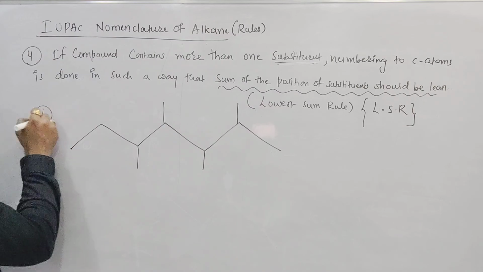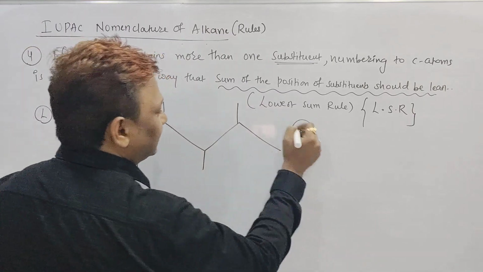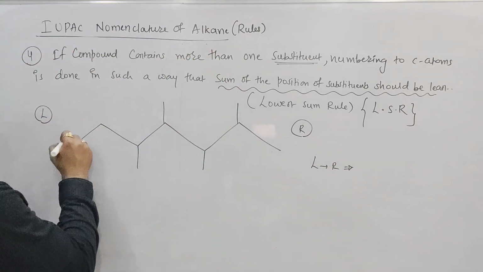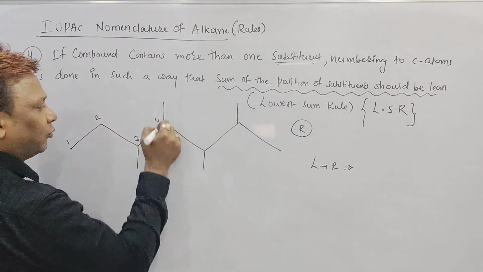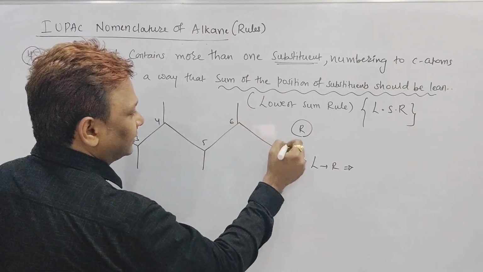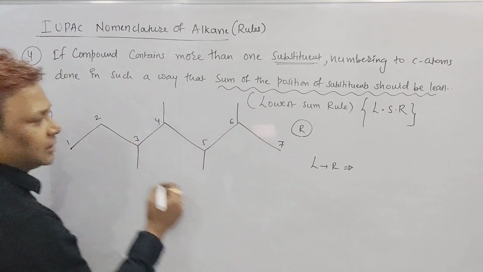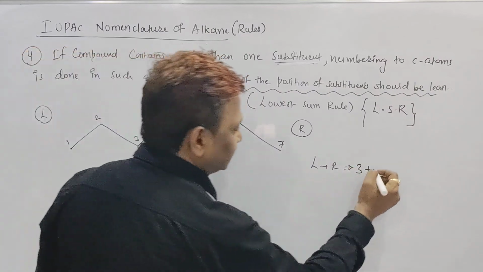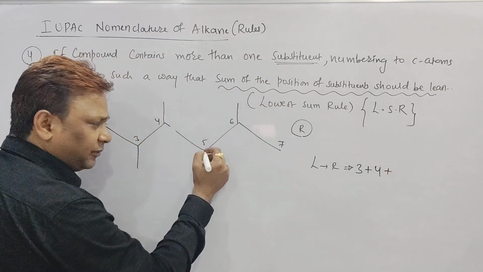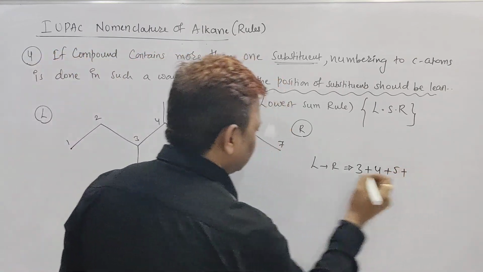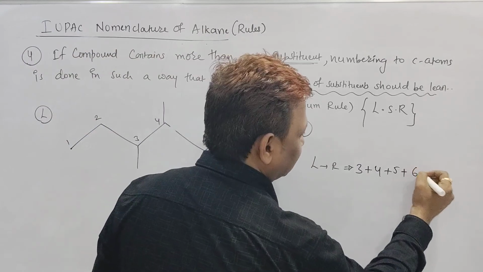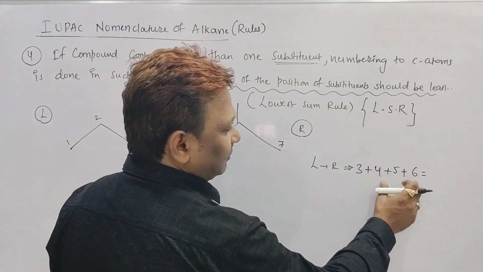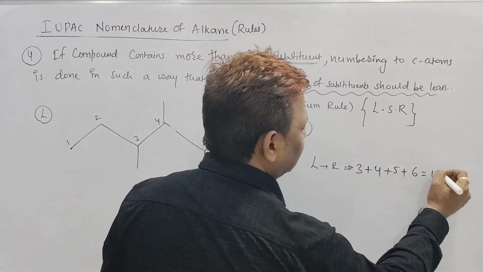Sir, this side is the left side, this side is the right side. Now I want to give numbering from left to right. Check it: 1, 2, 3, 4, 5, 6, 7. Sir, this branch is coming on the third carbon. Yes, sir. Beta, this branch is coming on the fourth carbon, right, sir? Sir, this branch is coming on the fifth carbon. Yes, sir. Sir, this is the branch coming on the sixth carbon. Yes, sir. But the sum of all these positions, what will we get? Check it: 6 plus 4, 10; 10 plus 5, 15; 15 plus 3, 18.